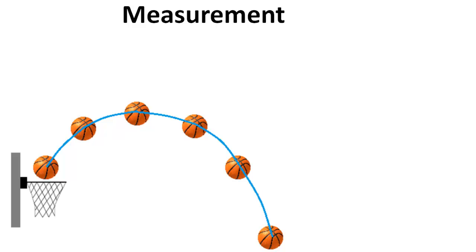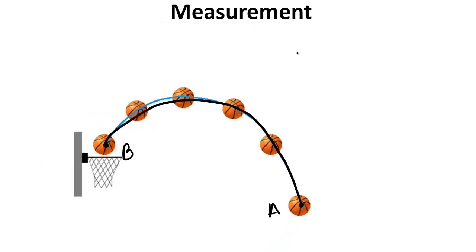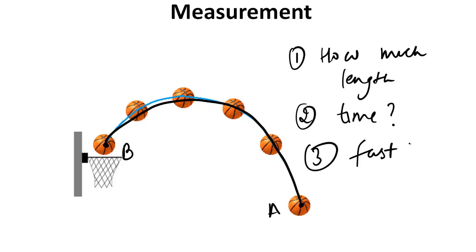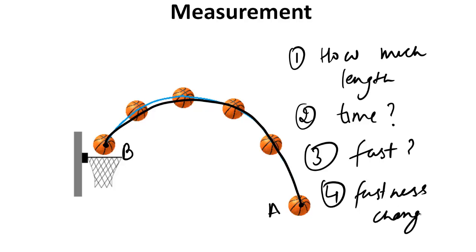So let's assume motion of something, and in this particular case motion of a basketball from this point A to some final point B, and this is the path of the motion. So let's say that you observe this event. What all questions might you ask? The first question you might ask would be how much length has it covered? Then you might ask how much time it took. Then you might ask how fast was it going? And finally, was its fastness changing or was it going with the same fastness? So with respect to all of these questions, we'll try to define a new quantity and we'll try to measure them.